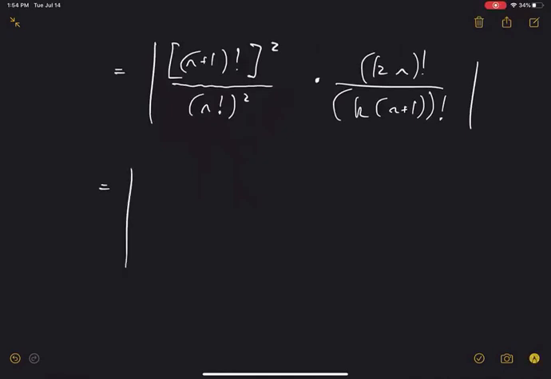How do these factorials simplify? Well, remember that n plus 1 factorial is n plus 1 times n, times n minus 1, and so on. So really, I could think of n plus 1 factorial as n plus 1 times n factorial. Same thing, and then I'm squaring that, and then I'm dividing by n factorial squared.